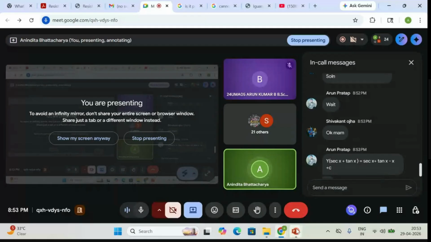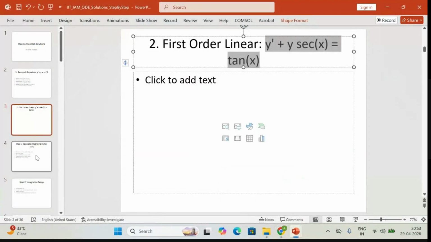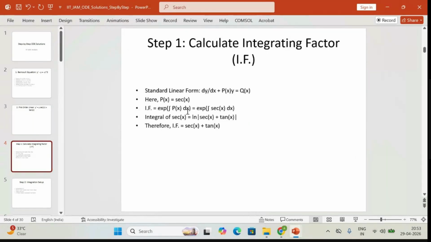Okay, so let me show you the solution. This is dy dx plus p(x) y equals q(x). So p(x) equals sec x. We calculate the integrating factor, exponential of the integral of p(x) dx, exponential of the integral of sec x dx. The integral of sec x equals log of sec x plus tan x. Therefore, the integrating factor is sec x plus tan x.